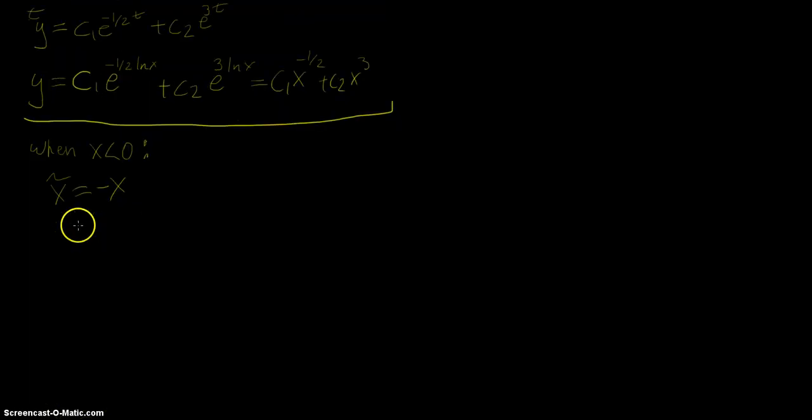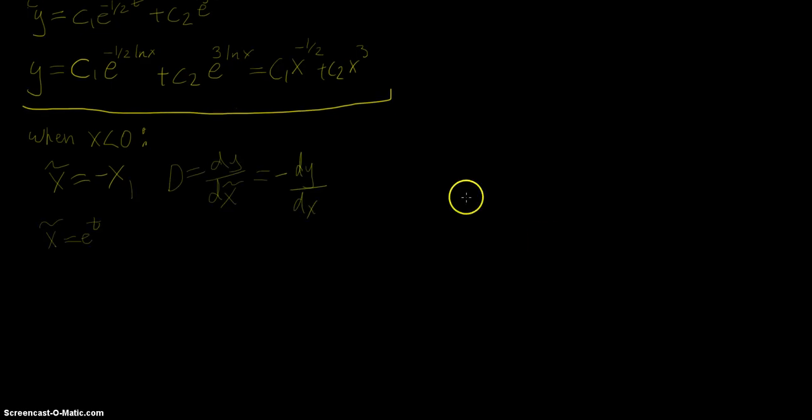Now to solve for when x is less than 0, we make the substitution that x tilde is -x. Alright, going back, and by the way, this is me coming back from a break. When x is less than 0, x tilde equals -x is the substitution we'll be making. So D will represent now d/dx tilde, which by the chain rule is negative d/dx.